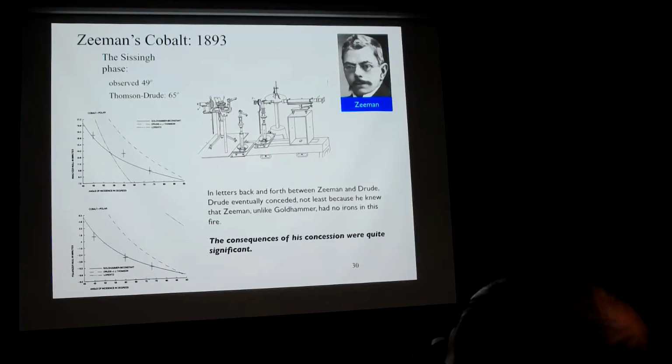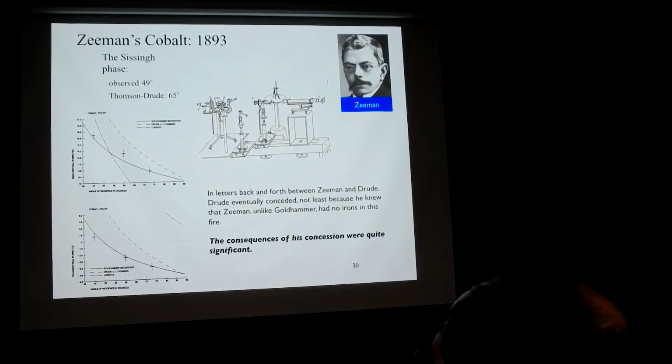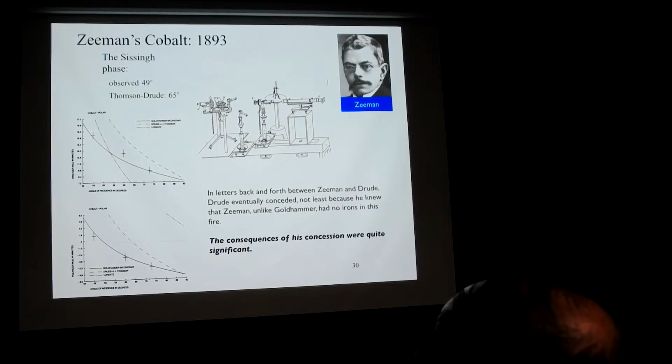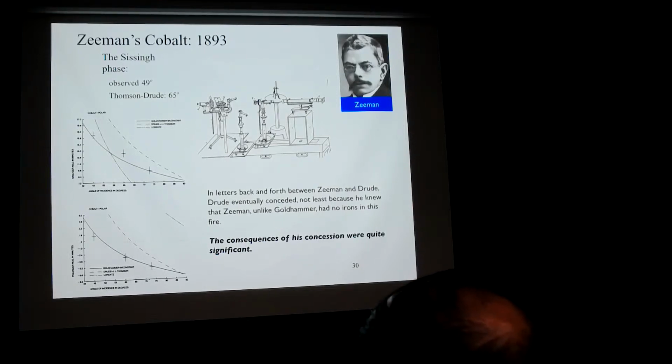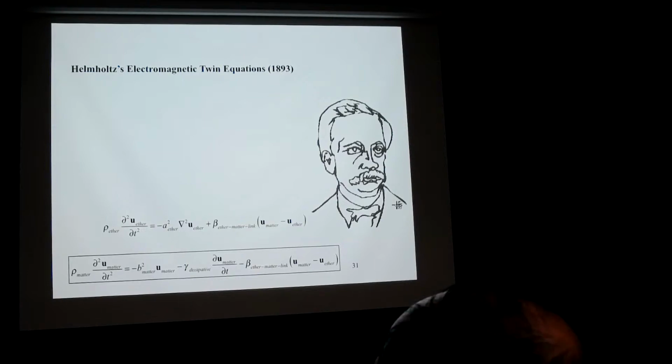Letters went back and forth between Zeeman and Drude. Zeeman didn't really have any theoretical irons in the fire, so to speak, unlike Goldhammer, so Drude listened to him. And he became convinced, and he conceded that you had to stick this in somehow. What happened? He thought back to something that was being done just around this time by Hermann von Helmholtz, Hertz's teacher.